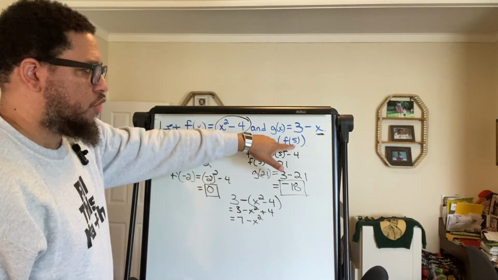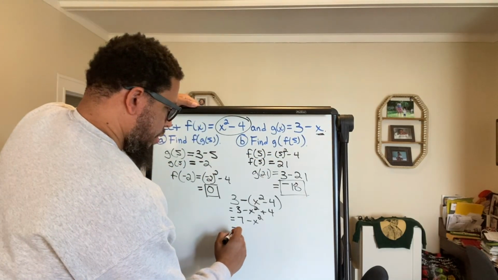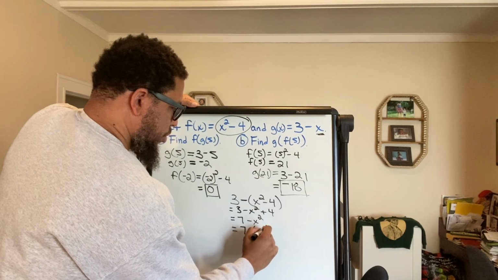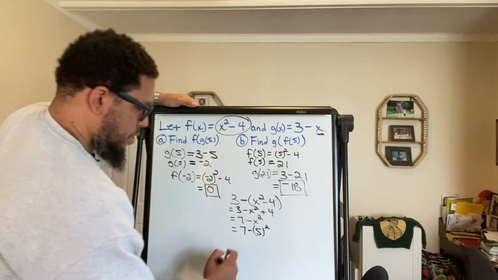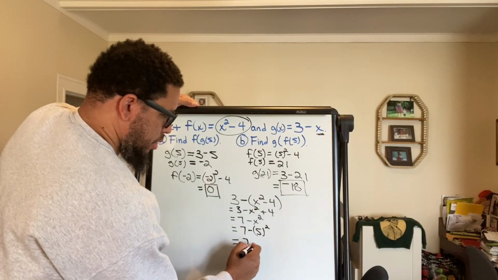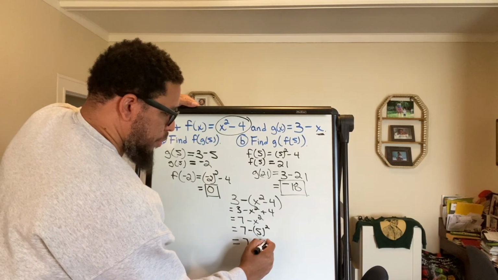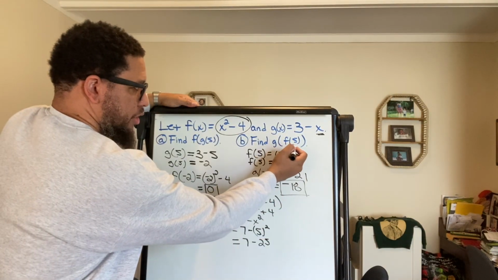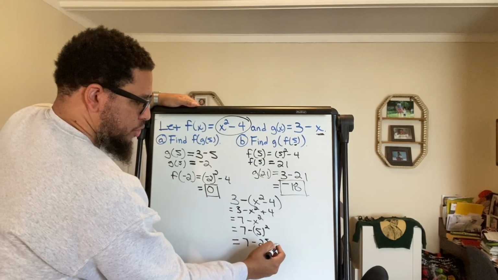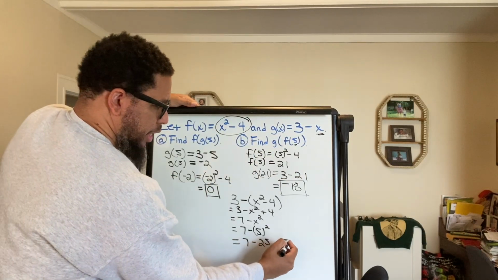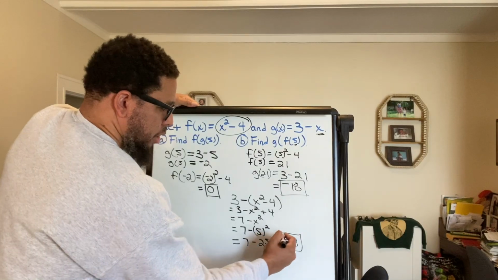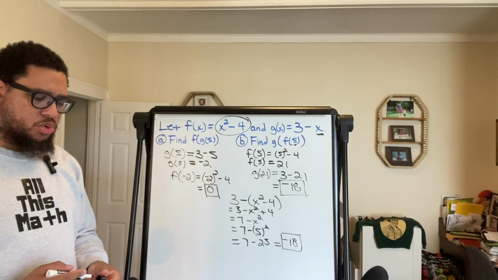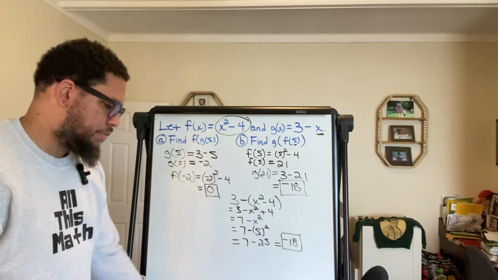And then you replace the x with a 5, which is going to be 7 minus 5 squared, which is going to equal 7 minus 25. Notice we're not doing negative 5 squared, we're doing positive 5 squared, because that's a positive 5 right there. Then we got 7 minus 25, which is going to be negative 18. So you notice how that's another way to do it. Some people prefer to do it that way. And that's cool too.